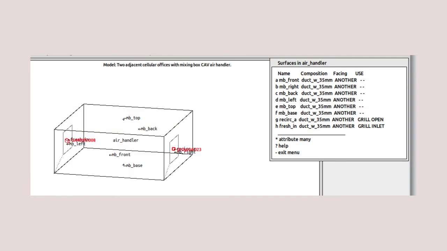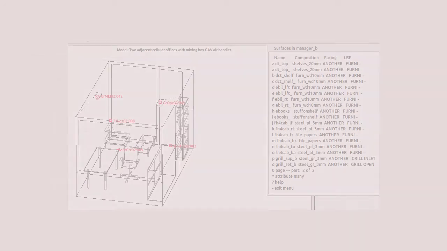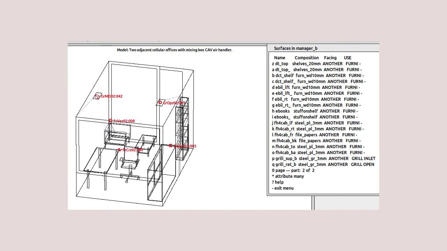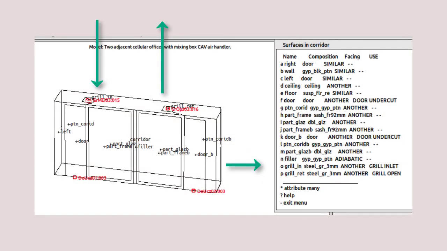The mixing box zone includes an open grill from the plenum, as well as an inlet for the fresh air makeup. The manager's office has two additional surfaces in the ceiling to represent the inlet from the air handler and the return grill to the ceiling void. The passage also has an added inlet surface and a surface for the return grill.